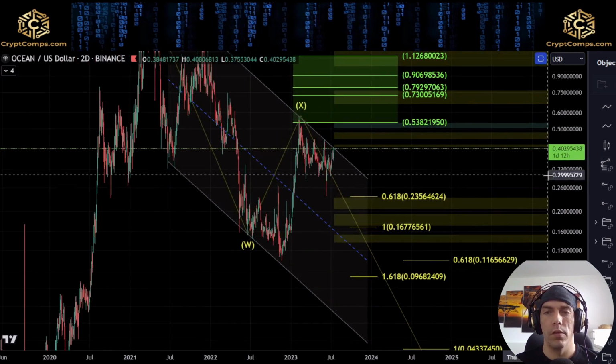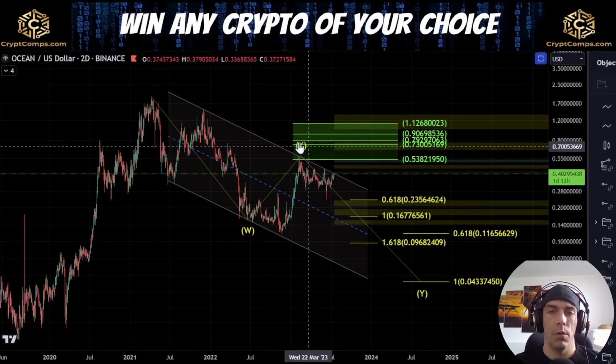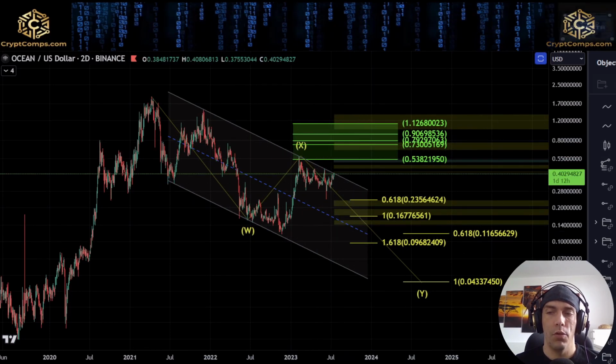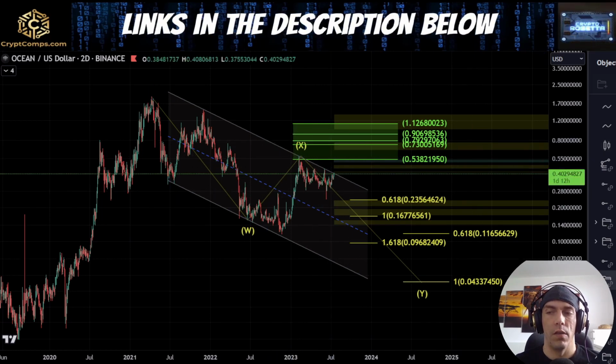So that would be looking at this in this way, where we're looking to potentially break down directly here. We could see a sweep up here and then that push down, but effectively we'd still be looking for this idea of playing out in this Y wave.